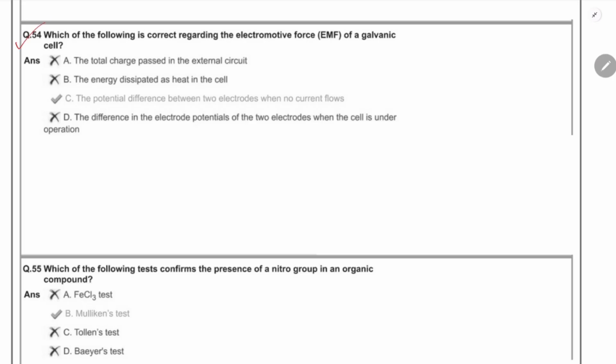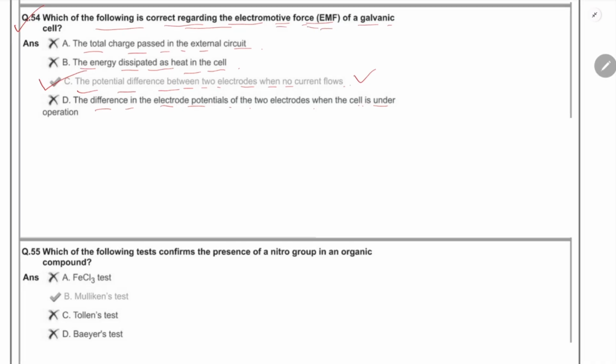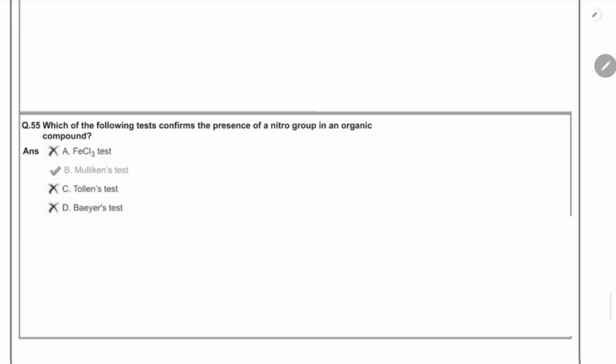In question number 54, which of the following is correct regarding the electromotive force of a galvanic cell? So the total charge passes in an external circuit. The energy dissipated as heat in the cell. No. The potential difference between the two electrodes when no current flows. That is true. The difference in the electrode potential of two electrodes when the cell is under operation. No. Option C is correct. So electromotive force is the difference of potential when there is no flow of current.